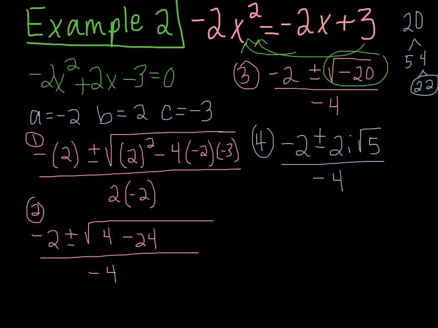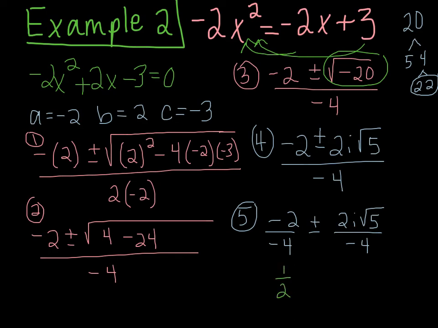Now we need to simplify this. To simplify this, we need to separate our fractions. So we have negative 2 over negative 4 plus or minus 2i radical 5 over negative 4. Our answer is going to equal negative 2 over negative 4, which is positive 1/2, plus or minus. We have the 2 and the 4 here, which reduce to a 2 and a 1, and the negative right here takes care of that. So we have 1/2 i radical 5.